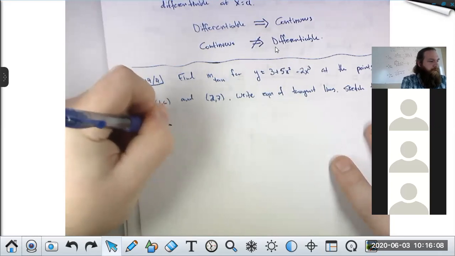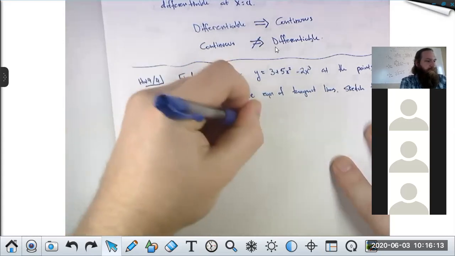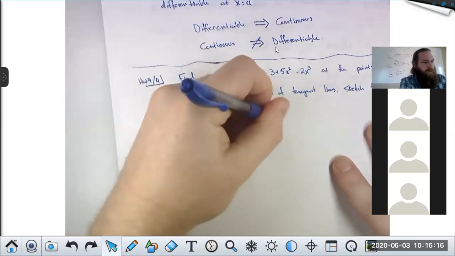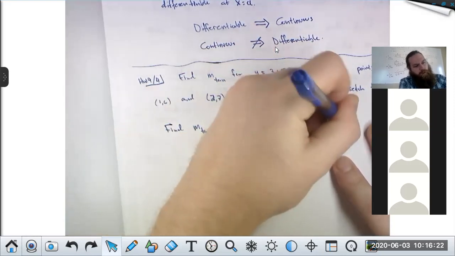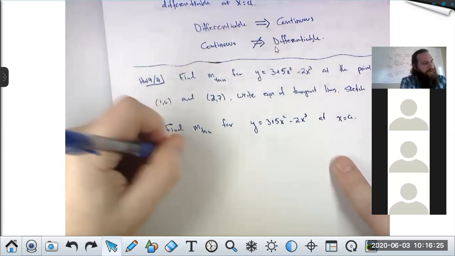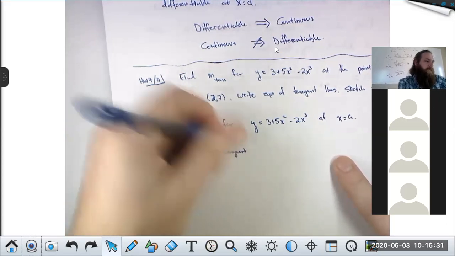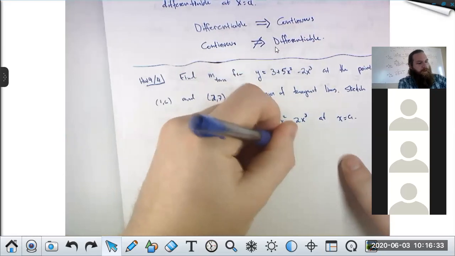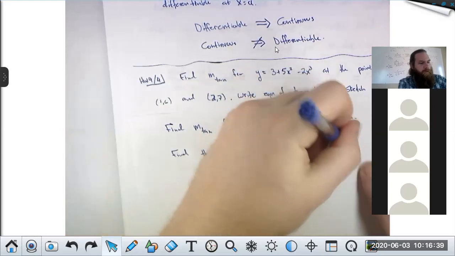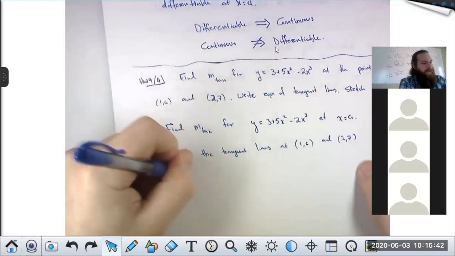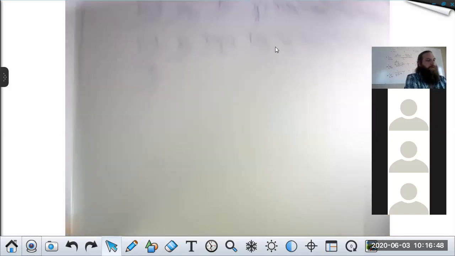So find m tan for y equals 3 plus 5x squared minus 2x cubed at x equals a, then find the tangent line at (1, 6) and (2, 7), then graph. Okay, sorry. So I won't be lazy or sloppy. Yeah, we'll do the whole thing like this.